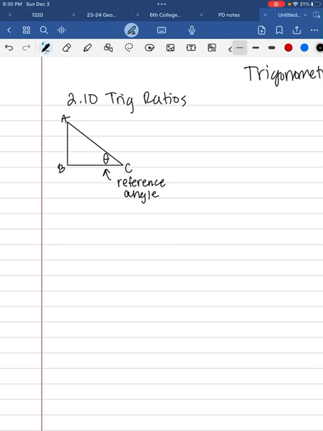So, I forgot the right angle. The hypotenuse will never change. We know what the hypotenuse is. It is this side. It is the one opposite from the right angle. The other two are easy to mix up, and that's the opposite and the adjacent. The opposite will always be opposite from your reference angle. This is my reference angle, so my opposite will be over here. This will be my opposite side, opposite from the reference angle.